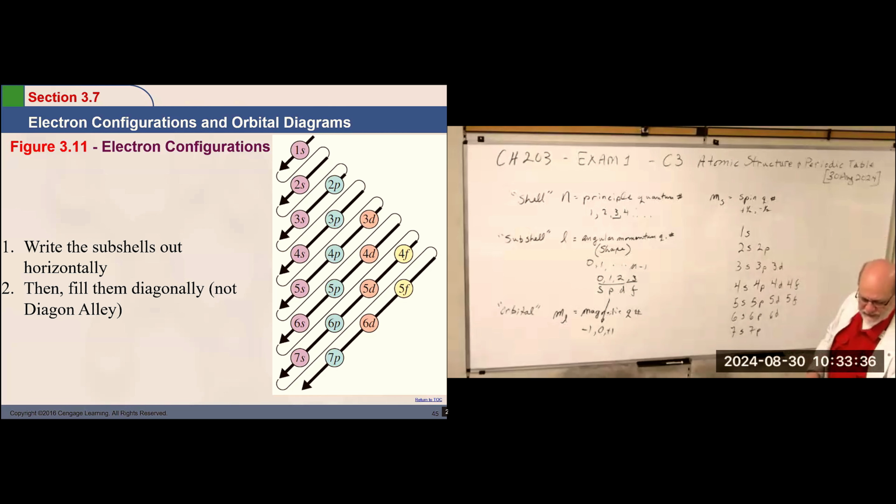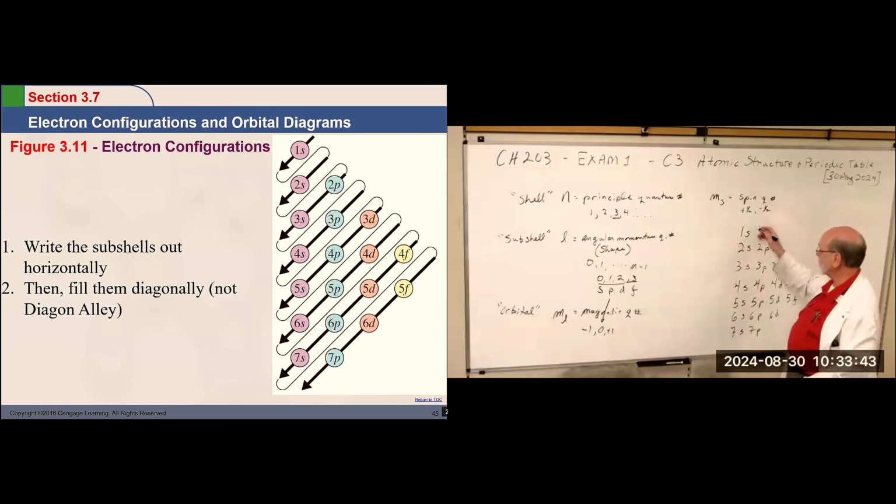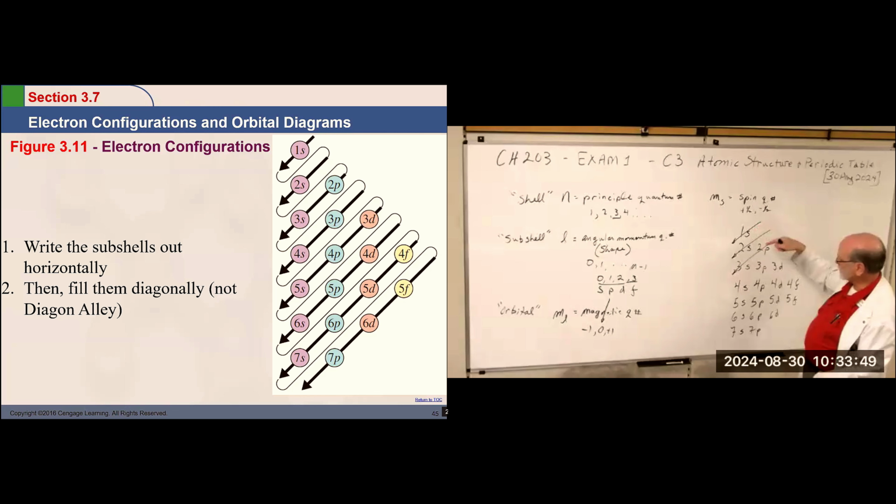Okay, so when you're filling, when you're building atom, next element, next element, next element, you can go that way, that way, that way. That means you do 1s first, then 2s, then 2p, then 3s, then 3p, 4s, then you go back to 3d. You go to 4s before you go to 3d. Then you go down like that. This diagonal tells you where you go next.